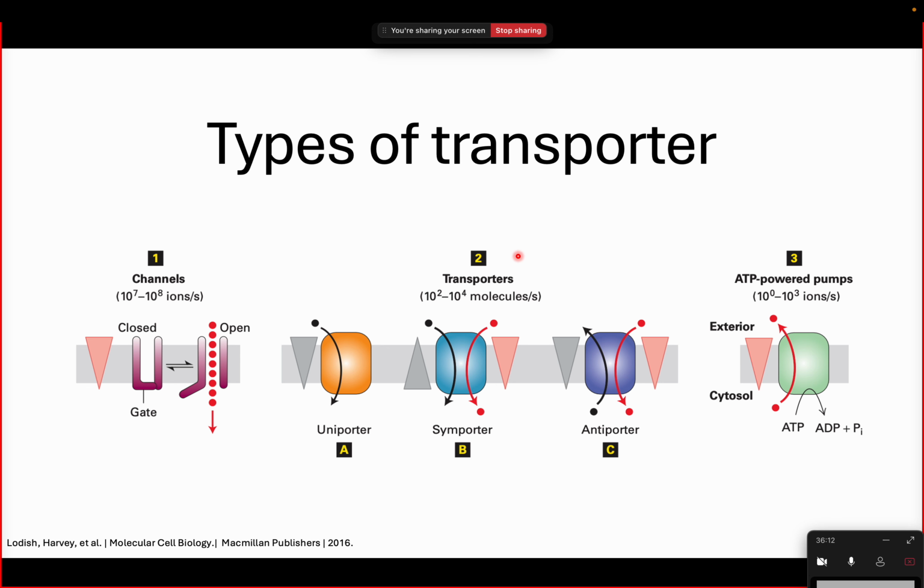Then comes the transporters. Transporters can be of 3 types: uniport, symport, and antiport. In uniport, there is one substrate which is being transported across the concentration gradient. Second is the symport. In this, 2 substrates are transported simultaneously, but one is along the concentration gradient and the other is against the concentration gradient. Then we have antiport.